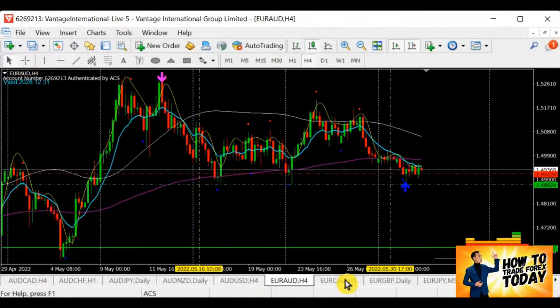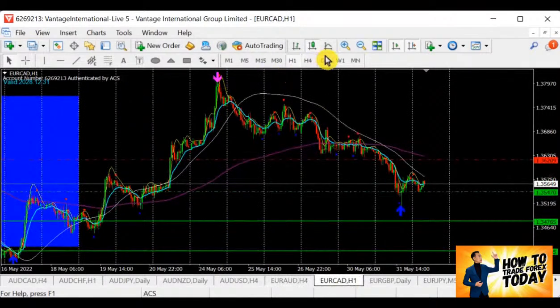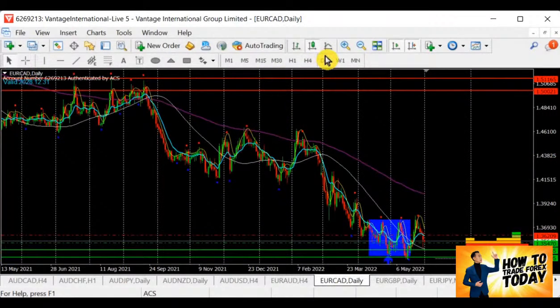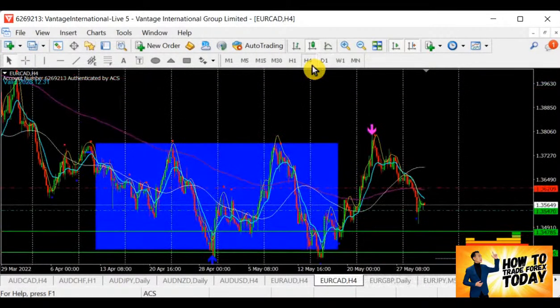All right. So EURCAD. Let's take a look at EURCAD. Identify the trend first. First of all, we are now back into the bear trend. So right now in the bear, I'm looking out for selling. Where is the selling point that we are looking out for?